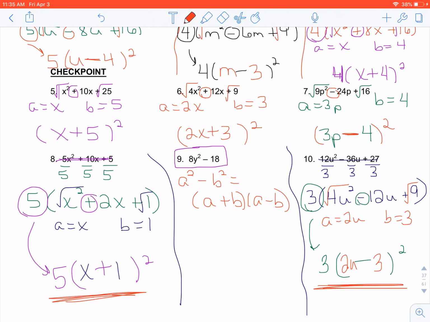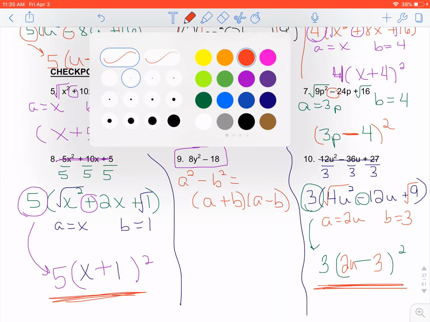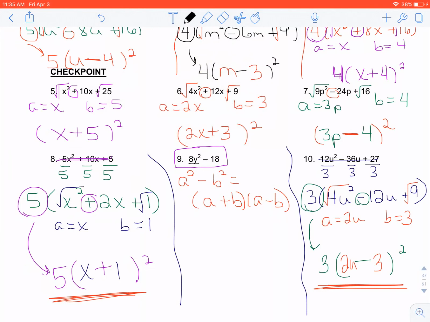So we have an 8 and an 18. I'm pretty sure there's a GCF there. So first question, what's the GCF? Well, I think they're divisible by 2. So we're going to divide by 2. Here's my GCF, taking it out. 8 divided by 2 is 4. 18 divided by 2 is 9. Right, done with the first part.